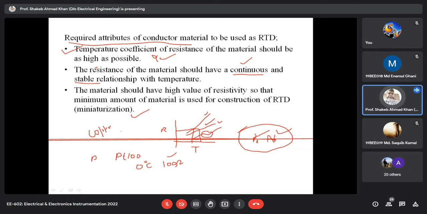So this is from the third requirement. R depends upon resistivity as well as length and cross sectional area. So if your resistivity is high for a given cross sectional area, you require less length to achieve 100 ohm. You understand what I'm saying? So obviously if resistivity is high, then your probe size will be very small. So this is a kind of miniaturization.